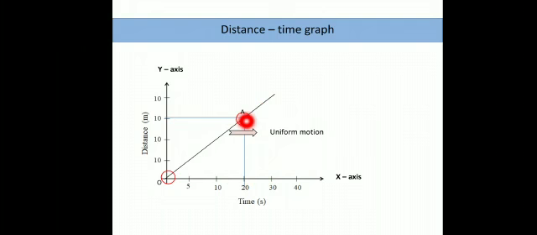So from point A, we can say that the object has traveled 30 meters of distance and it has taken 20 seconds of time. Time taken is 20 seconds, which is obtained on the x-axis, and distance traveled by the object is 30 meters. We need a correction here, okay.